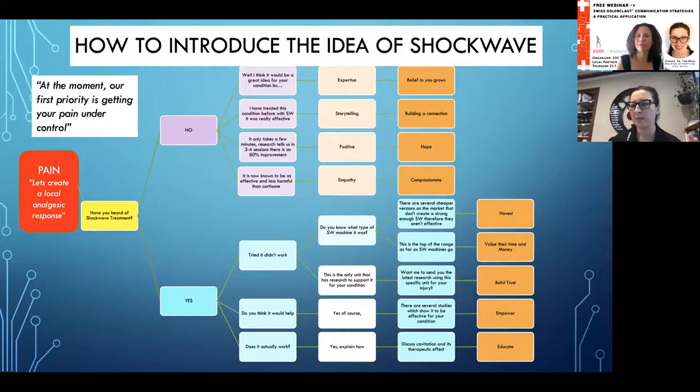So not many people actually want it, but the fact that I'm offering it shows that I'm not making it up and I've got proof. So they're both really powerful things as a practitioner. If they ask me, do you think it will help? Does it actually work? I usually say yes, because unless there are some contraindications, I can say to them, there are several studies which show it to be effective for your condition.